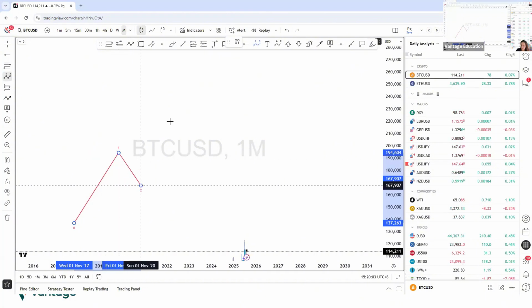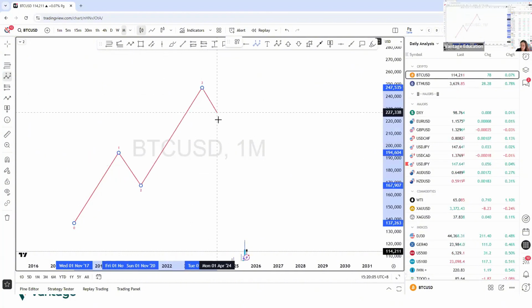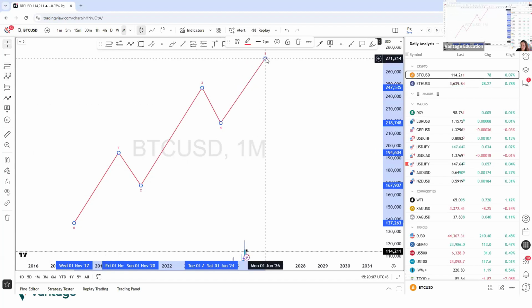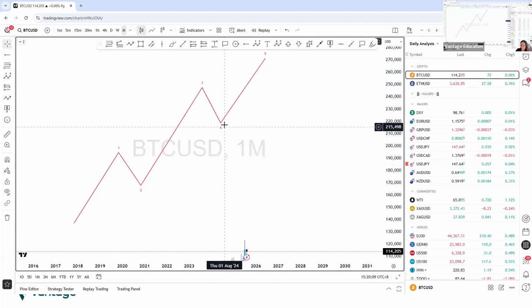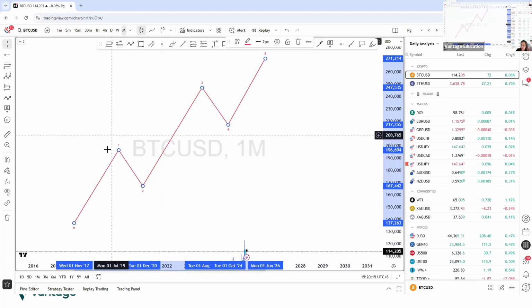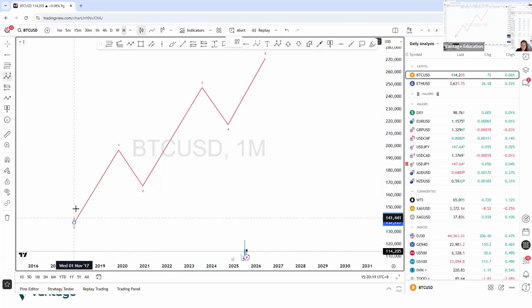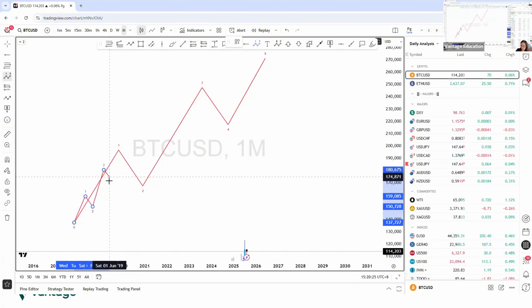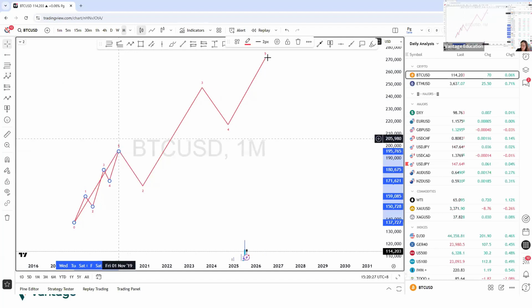1, 2, 3, 4, 5. Within the impulsive wave or motive wave, actually the same meaning, in wave 1 we also have a subdivided wave. We have 1, 2, maybe 3, 4, 5.